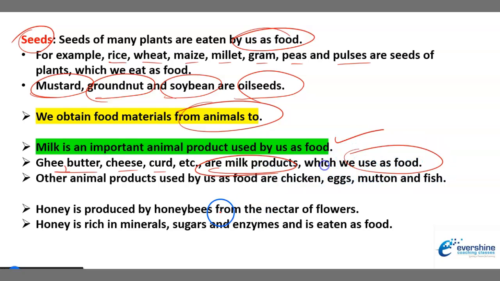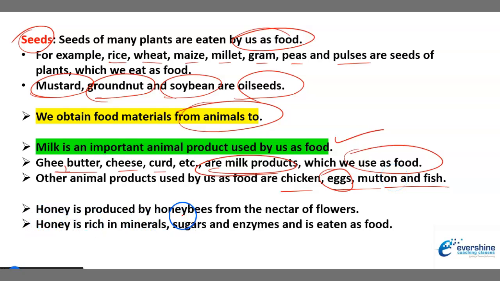So it is called milk products, which we use as food. Other animal products like chicken, mutton and fish, their meat also we use as food. I am telling about the meat of chicken, mutton and fish.